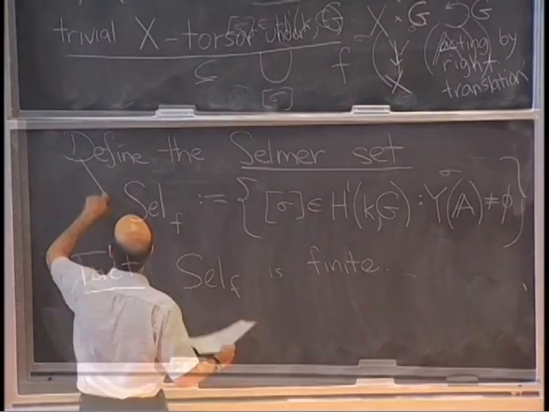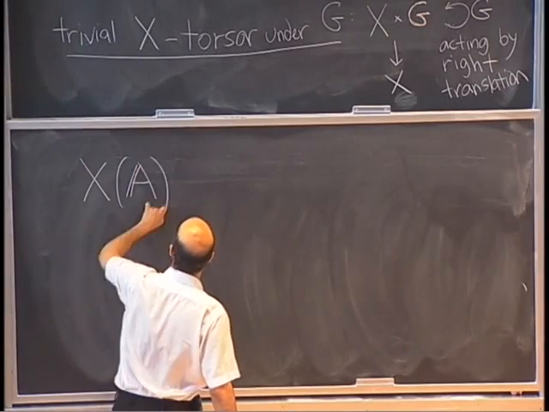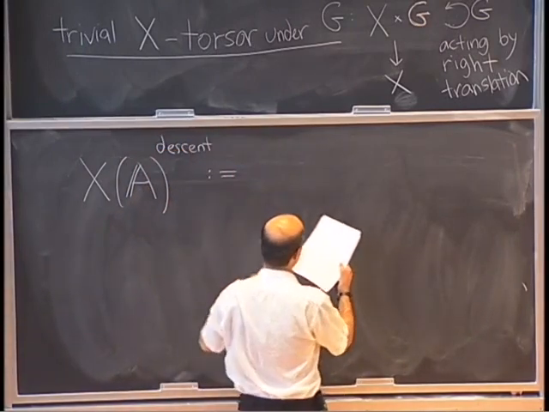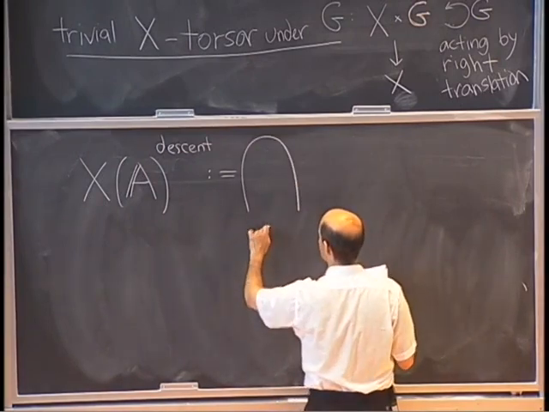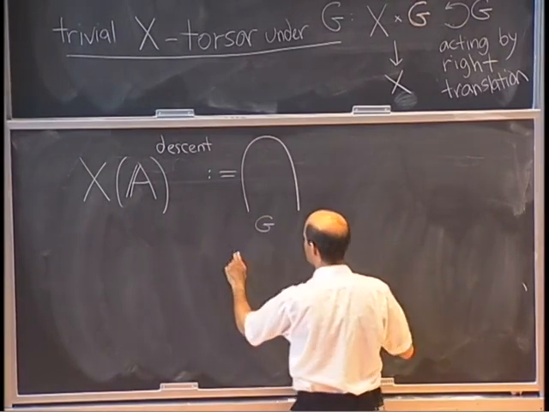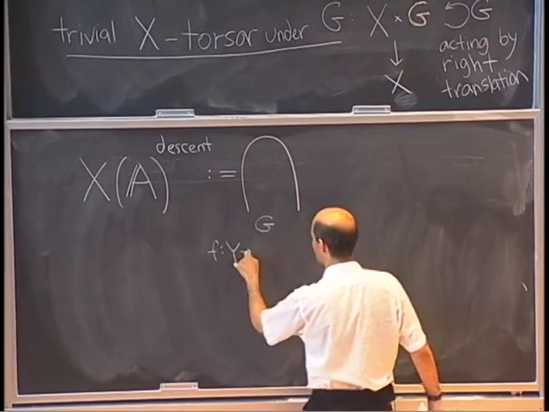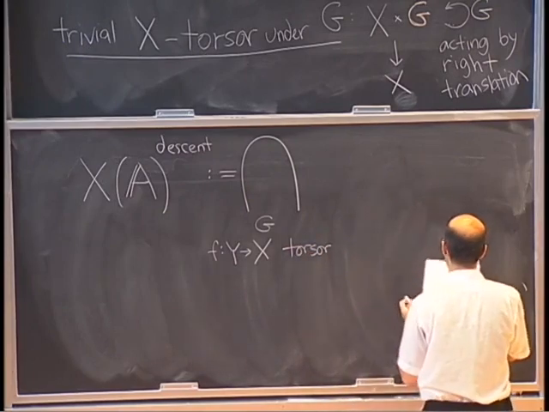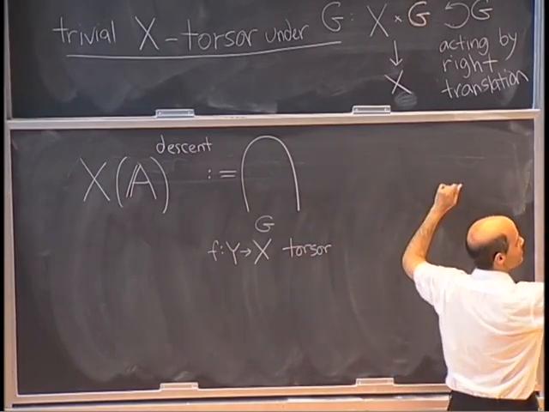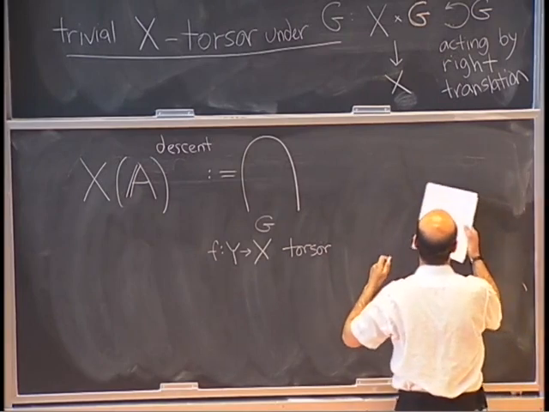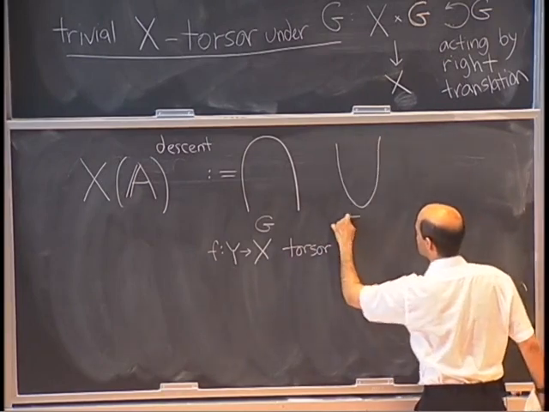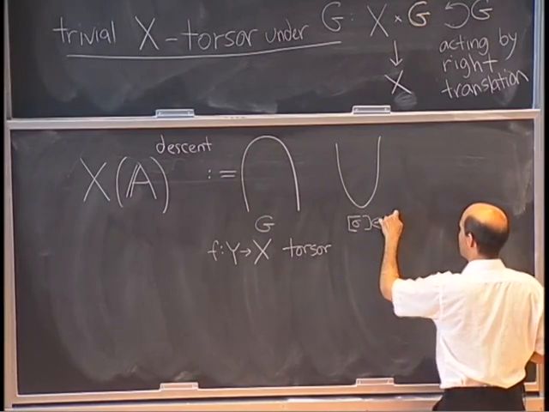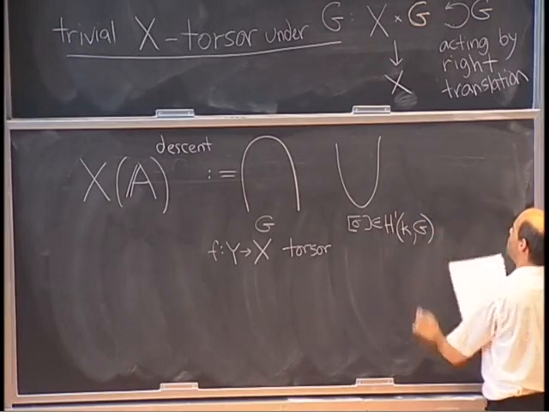So let me define now the descent subset of the adeles to be the one you get by imposing all these conditions. So you intersect over all these linear algebraic groups G and all possible torsors. And then for each torsor you get this subset on that upper right board. So you get this union over all sigma in H1 of this image.